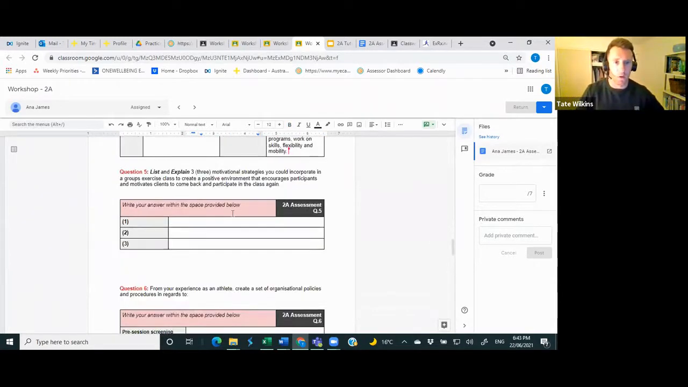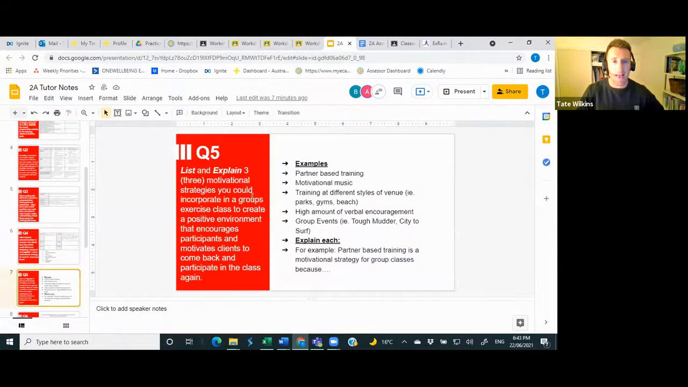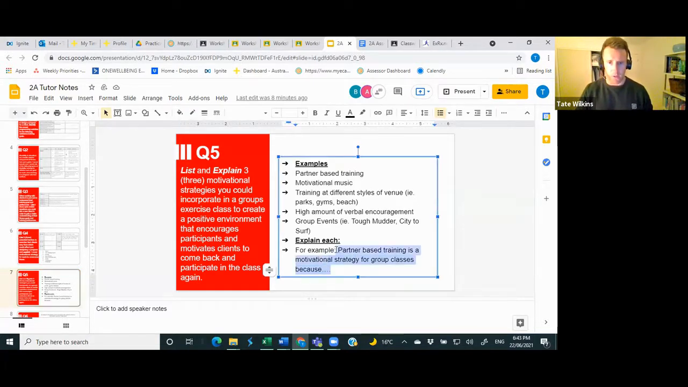Sweet. All right. Number 5, we're looking at some. So it's list and explain. Motivational strategies we can incorporate into a group session, so a group exercise class, to create a positive environment that gets the clients motivated to come back again. So if you structure it like this, for example, I've put down partner-based training as a motivational strategy because, simply say why.